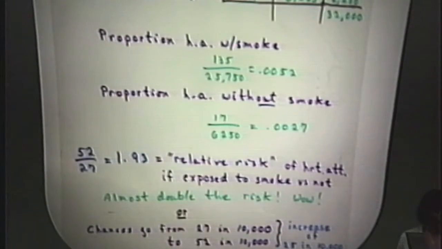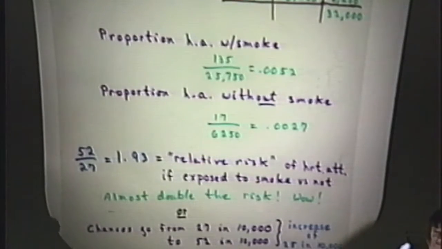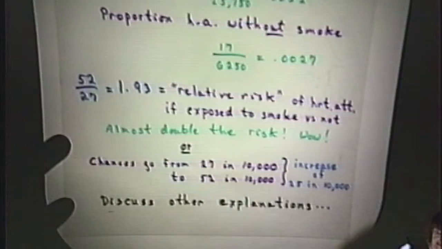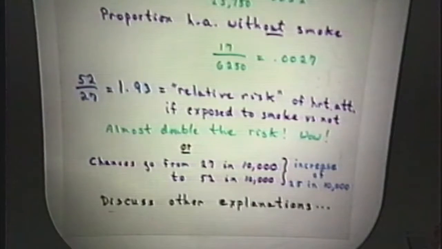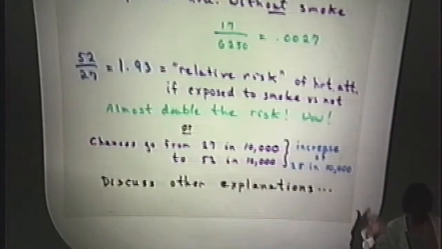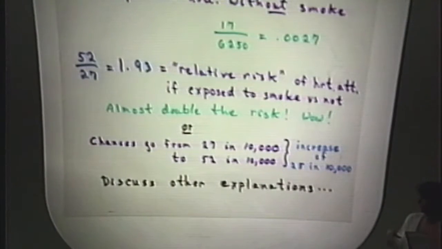So if you look at the numbers, let's talk about this in raw numbers, it goes from essentially 27 per 10,000 versus 52 per 10,000, or an increase of about 25 people who would have heart attacks, based on living with a smoker versus not living with a smoker.